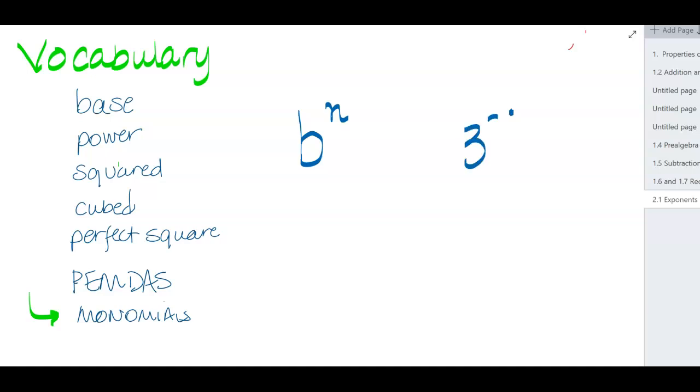If you had 3 with a 2 exponent, that would be called 3 to the second power, or 3 squared. If you had, for example, 4 to the third, you would call that 4 to the third, or 4 cubed. Let's say 5 to the 7th, we would call that 5 to the 7th power. So that's how you say those terms. And notice all those were one base to a power. Those were what we call monomials.